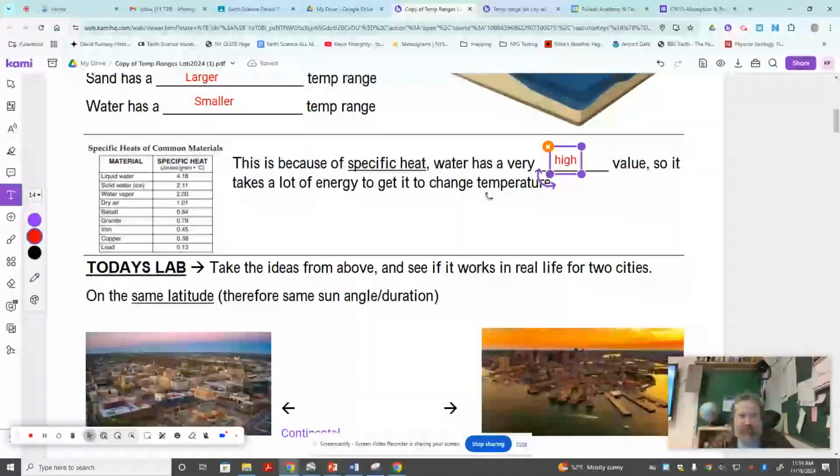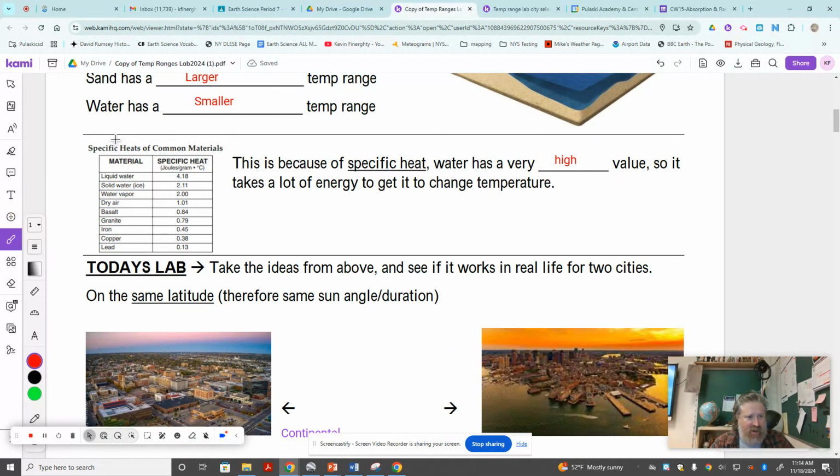All right, now what this is, it's already filled in, but this all has to do with this. This is a property of materials that may feel a little bit weird. It's called specific heat. It's a vocab word we got to start to get down.